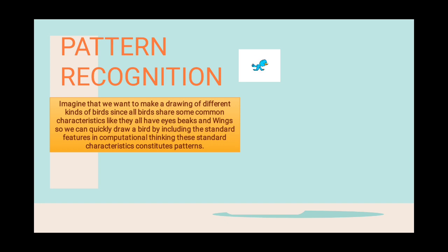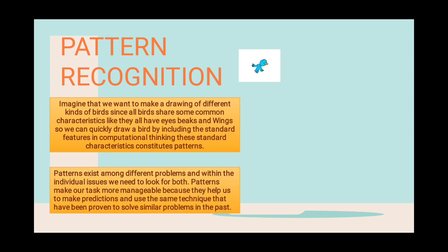Next is pattern recognition. In this, here is one example. You want to draw a diagram of a bird. You all know all the birds share some common characteristics like they all have eyes, beaks, wings, etc. So we can quickly draw a bird by including the standard features like eyes, beaks and wings. Similarly, in computational thinking also we can find the solution with the help of similar patterns. It exists among different problems and within the individual issues; we need to look for both. Patterns make our tasks more manageable because they help us to make predictions and use the same technique that has been proven to solve similar problems.